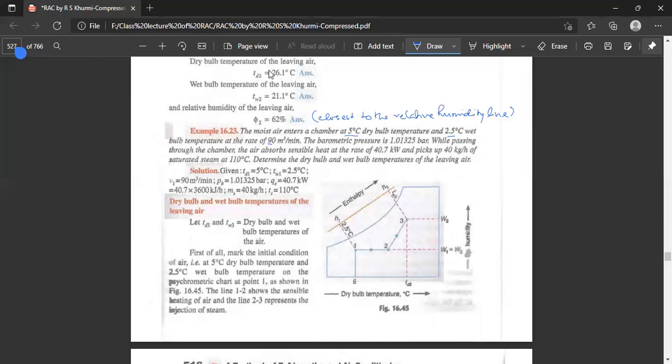While passing through the chamber, air absorbs sensible heat at the rate of 40.7 kilowatt and picks up 40 kg per hour of the saturated steam.